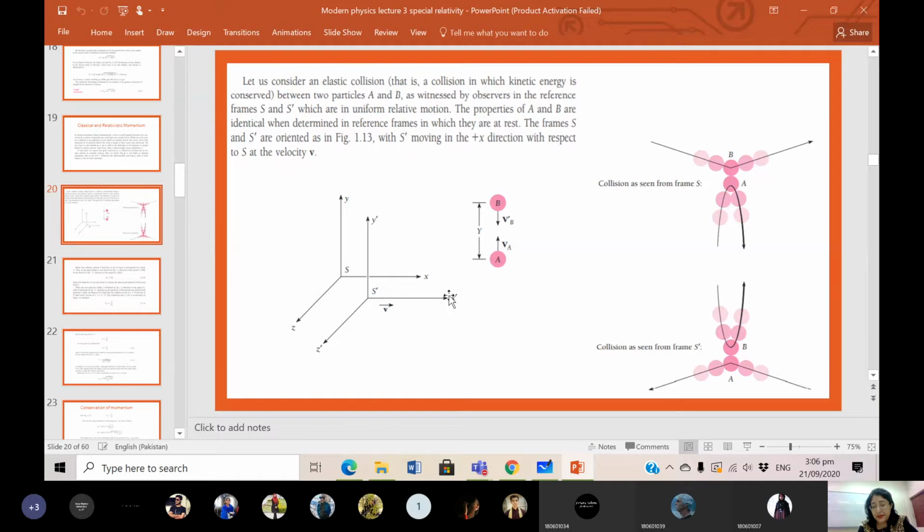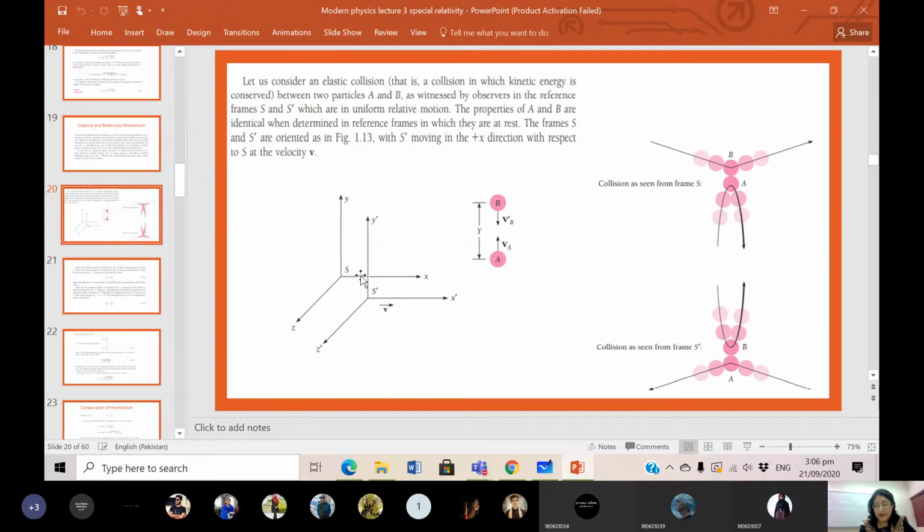So because the frame is moving in this direction, B is going to move like this. It's going to apparently move like this and like this. I hope that makes sense. Because we're observing from frame S, A is in frame S, and B is in frame S dash.